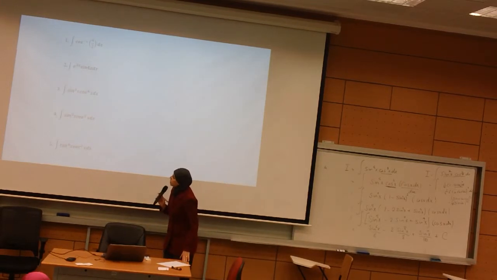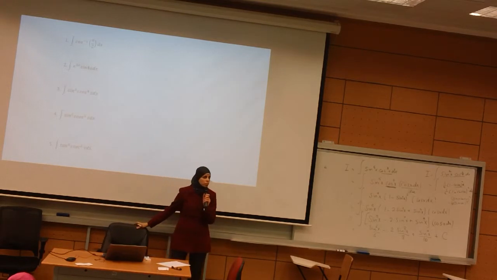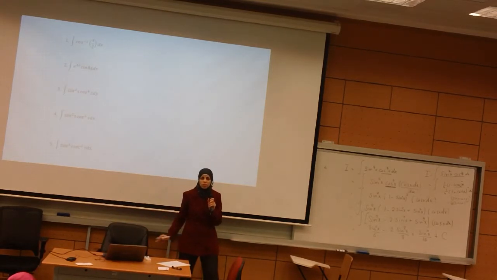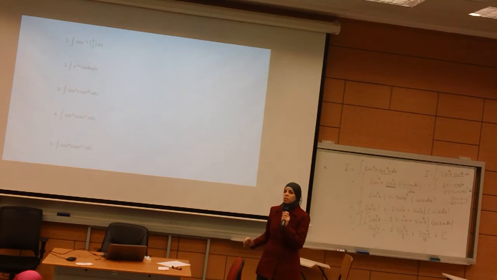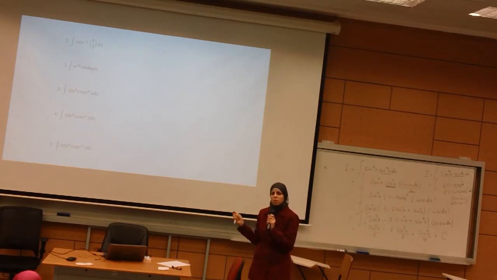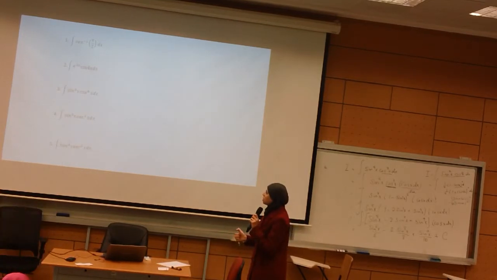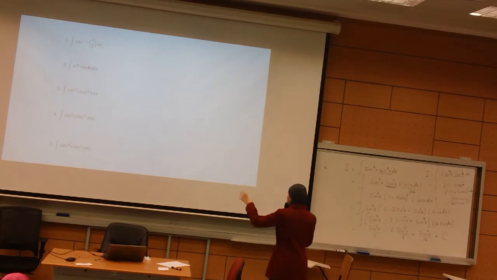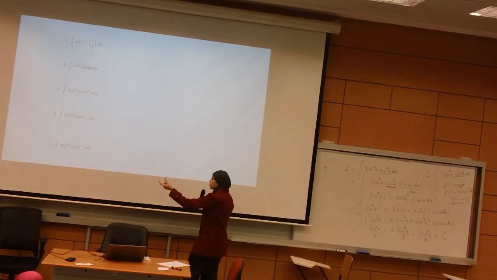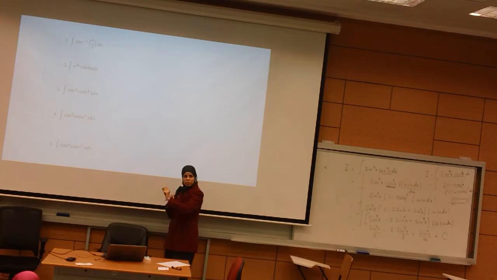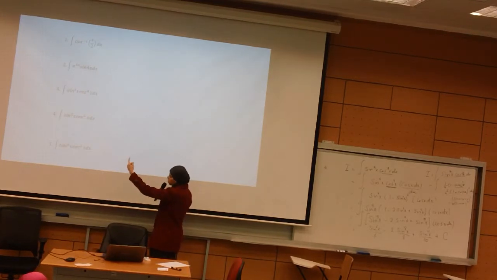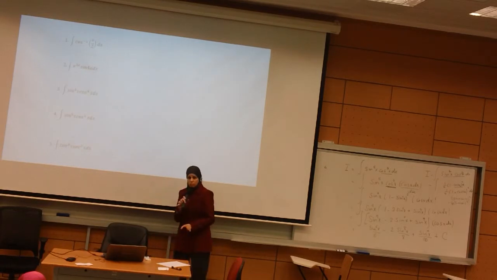What about the fifth integration? How can I find the value of tan to the fourth of x times secant squared of x dx? It is clear that if I assume that u equals tan x, then the integrand can be put in the form of u to the power of 4 du.